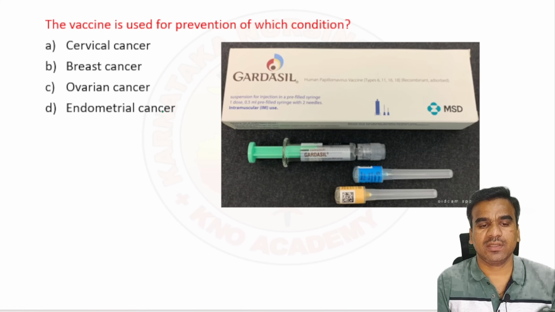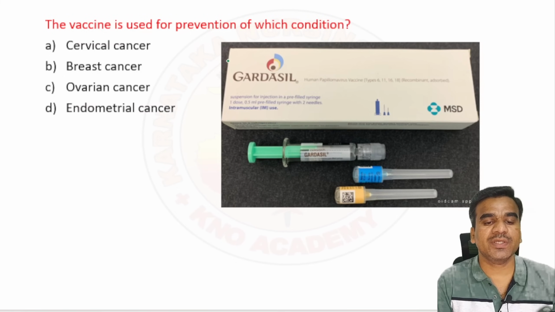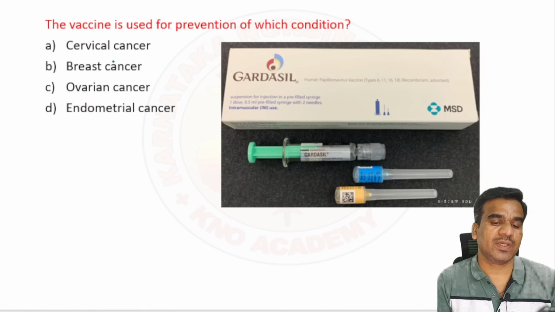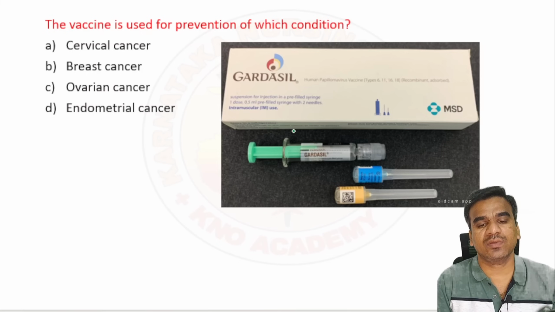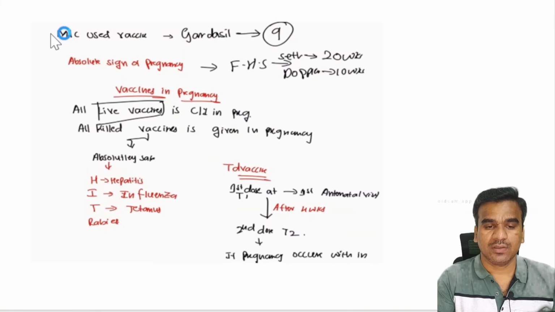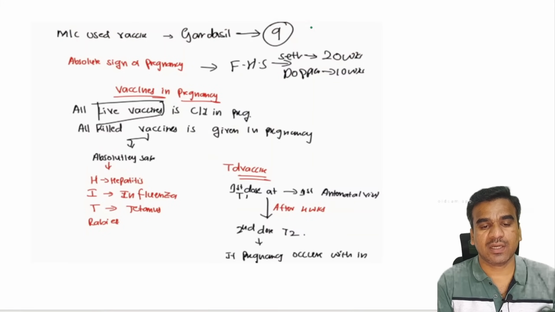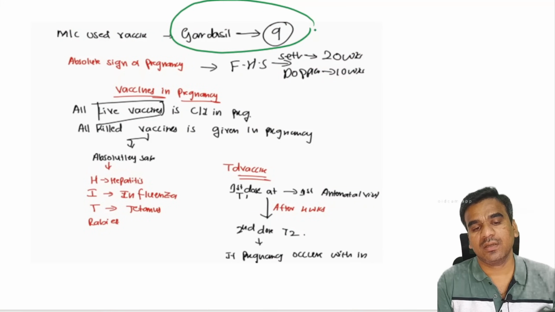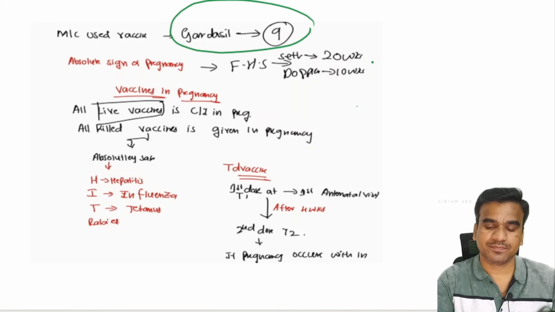Next, the vaccine is used for the prevention of which condition? This is the easiest one. This image-based question we have already shared many times in the groups and subgroups, and Akhil sir also explained it in the class. This is for cervical cancer. Here we can see Akhil sir explains this Gardasil, the most common vaccine for cervical cancer.